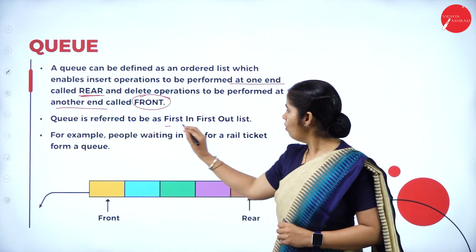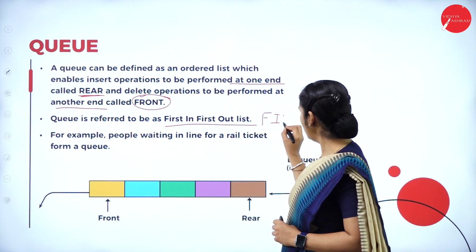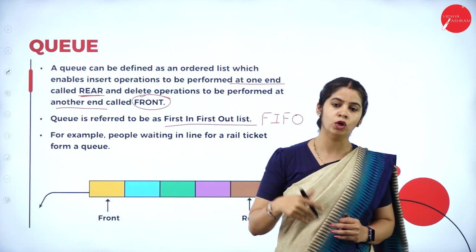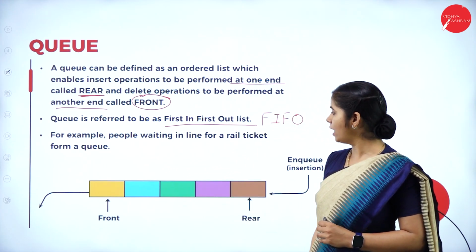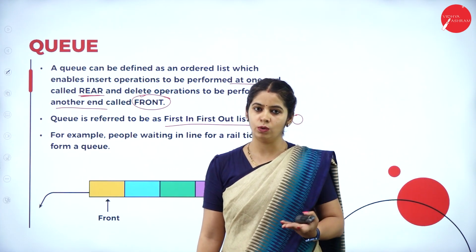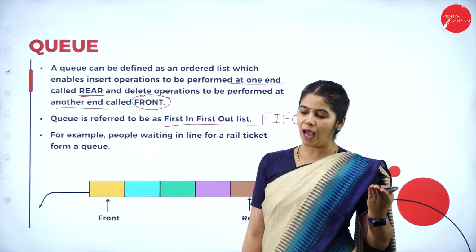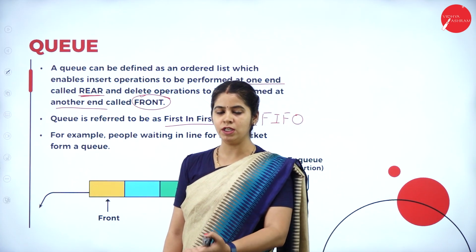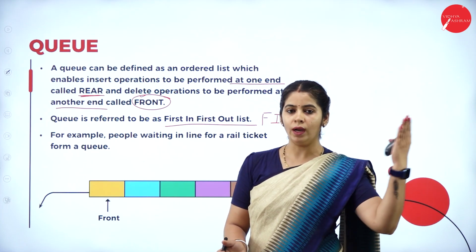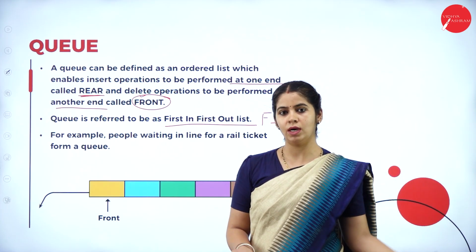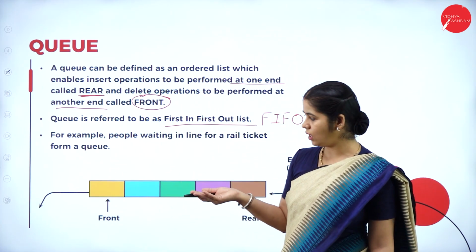Queue follows the first in, first out principle. Whoever comes first, first in, first out, that element goes out first. For example, people waiting in a line for a railway ticket form a queue. You might have seen different queues in the real world; you can apply it anywhere. When people come, the first person has to be served first, and then the next person is served next. Whoever comes last will be served last.